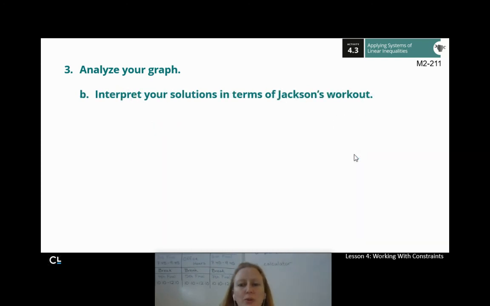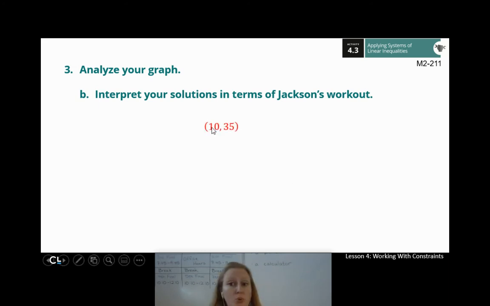Can you just interpret what your solutions are, though, that you found? Like, what do those numbers mean in terms of Jackson's workout? Hit pause. Give me your interpretation. Hit play when you're ready to check your work. So I'm going to obviously use the numbers I picked. Again, yours might be a little different.